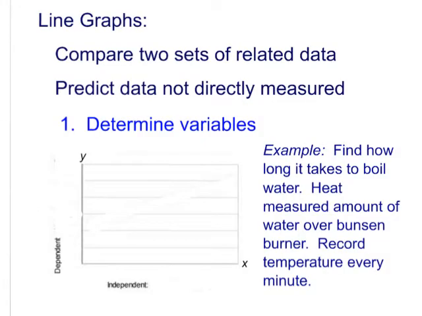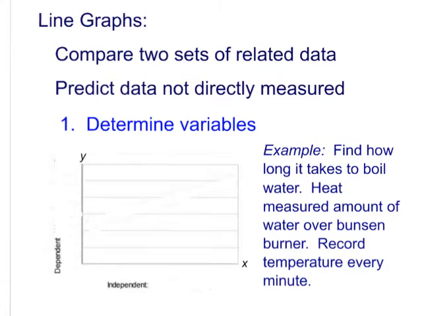So a line graph is used when we are comparing two sets of related data. Here we'll have one set of data here and one set of data here. We have the x-axis and the y-axis. One useful outcome of a line graph is that we can predict data that's not directly measured. So let's say we plot these two pieces of data and we get a line. We can determine points on that line that haven't been directly measured. They're in between measurements or beyond the measurement. So they can be very useful for a number of reasons.